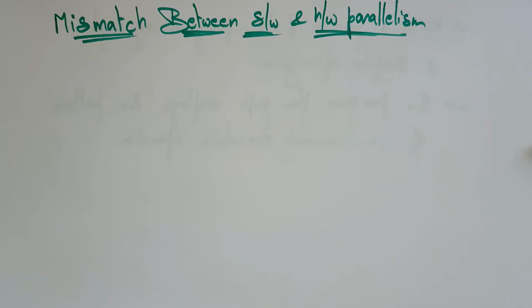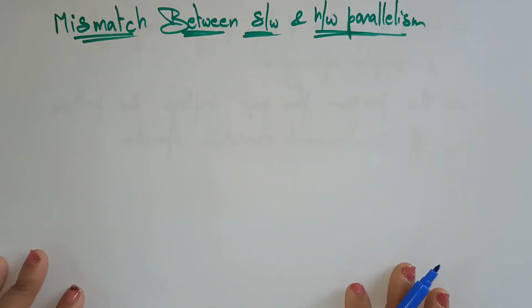Hi students, welcome back. In the previous video, I explained the hardware and the software parallelism. Now let's see the mismatch between software and hardware parallelism. What happens if the hardware and the software are not in the same direction, that is, if there is any mismatch? I'll explain that here by taking an example.